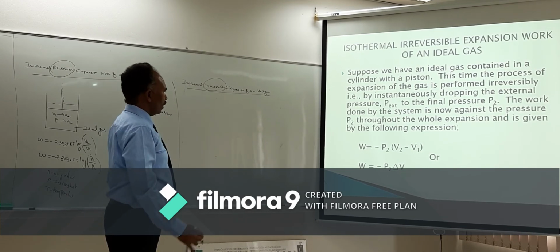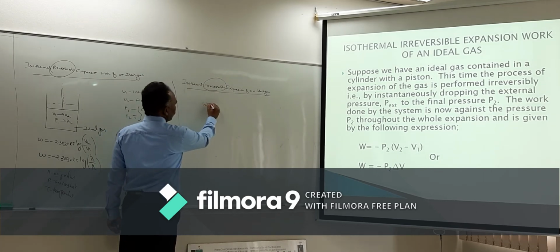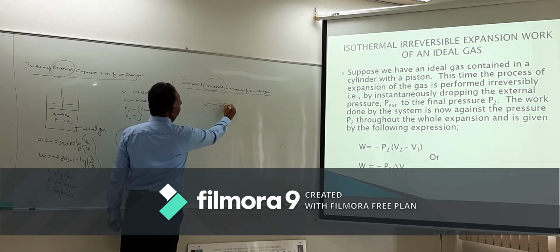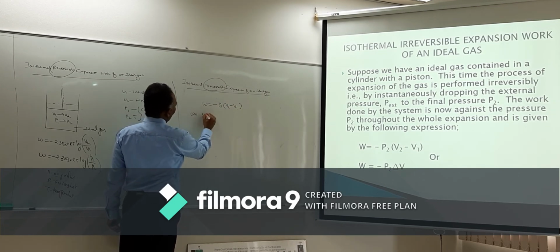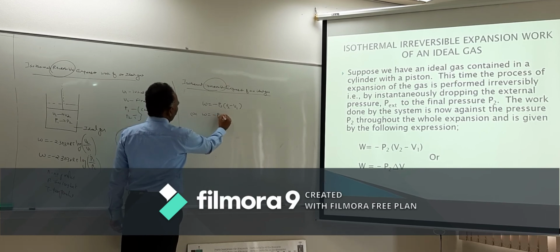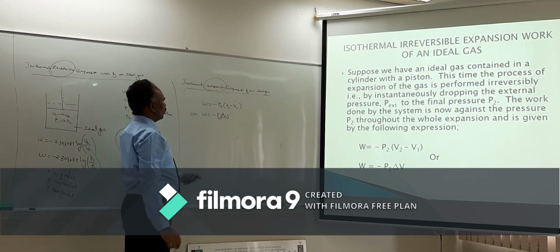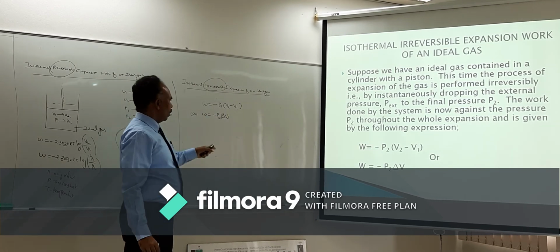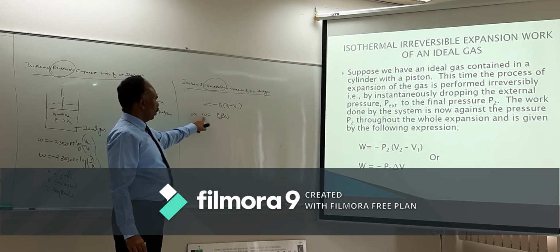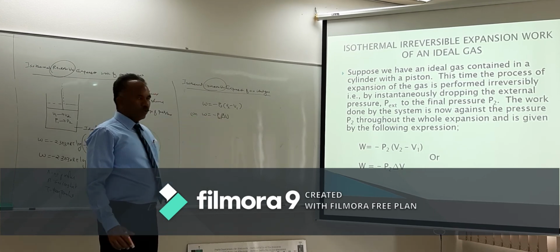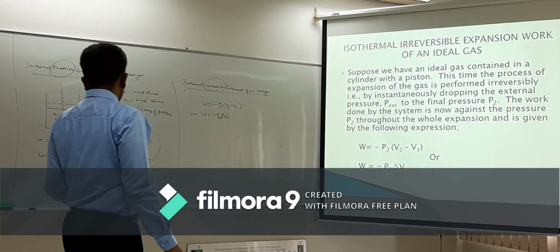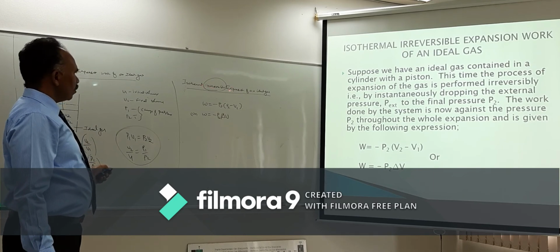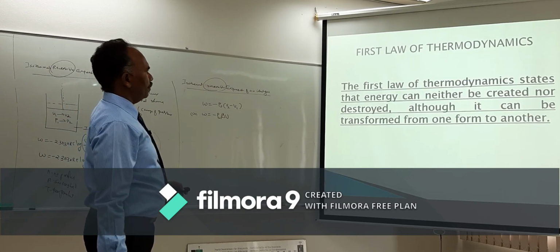Then we can write W is equal to minus P2 into V2 minus V1, or we can write W is equal to minus P2 delta V, where delta V is equal to V2 minus V1. So we can write W is equal to minus P external delta V. So for isothermal reversible expansion, use this formula. For isothermal irreversible expansion, we must use this formula.